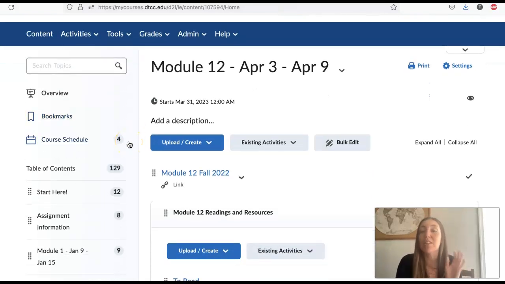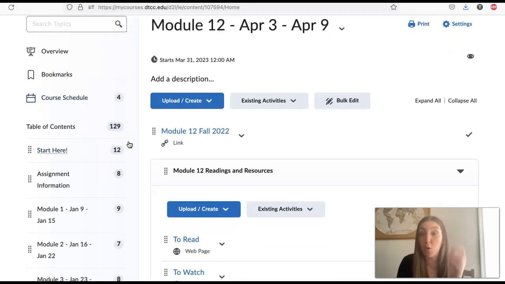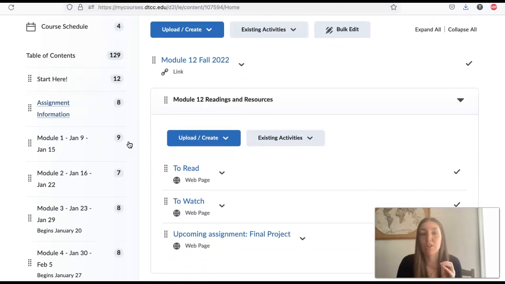So let me know if you have questions, go through the learning materials, follow the formula that's in the learning materials, and be in touch if you have questions.